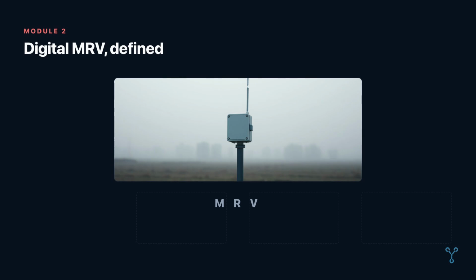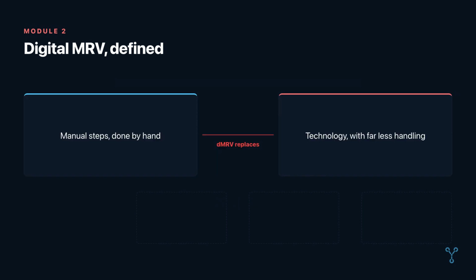Welcome to Module 2. In this module, we define digital measurement, reporting, and verification. People often call this dMRV. Measurement, reporting, and verification is the process of tracking climate actions. We call it MRV. Digital MRV replaces manual steps with technology. It collects, processes, and verifies data with far less manual handling.